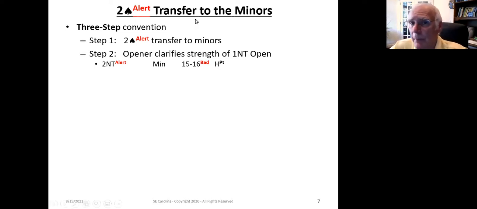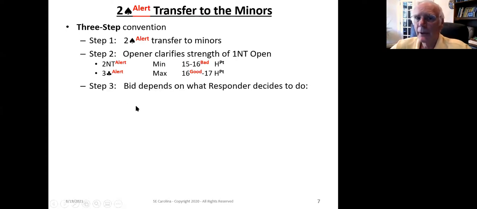So with a minimum after the 2 spades, the opener will bid 2 no trump. That's 15 to a bad 16. With a max, the opener is going to bid 3 clubs. See how that works? 1 no trump, 2 spades, that's transferring to the minors, and the opener says, hey, I've got a minimum or I've got a maximum. 2 no trump says I've got a minimum, 3 clubs says I've got a maximum.